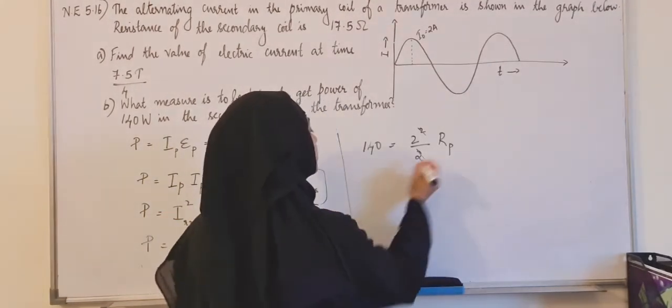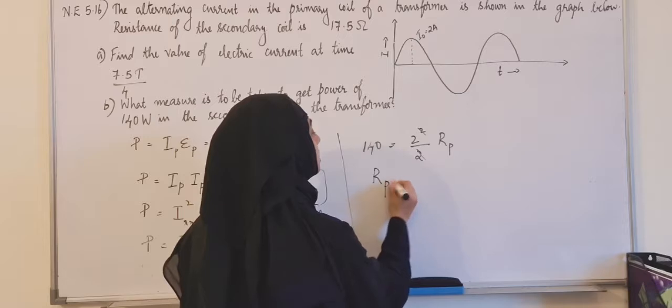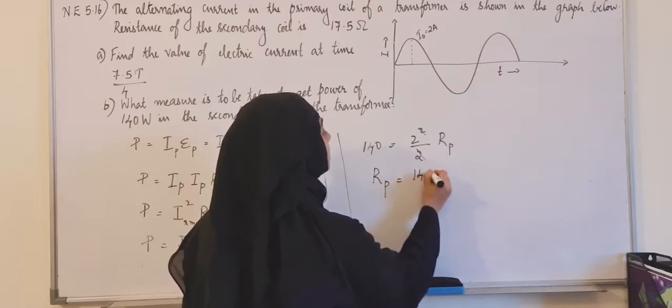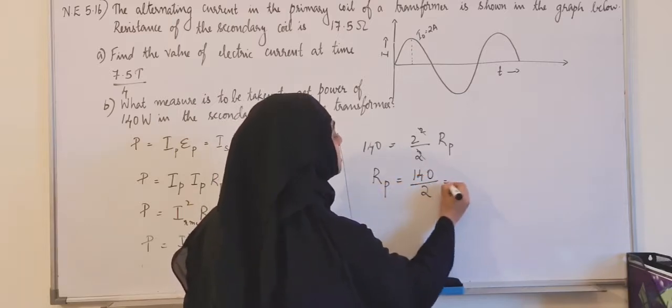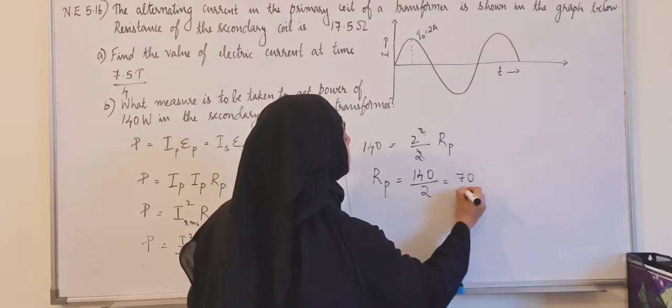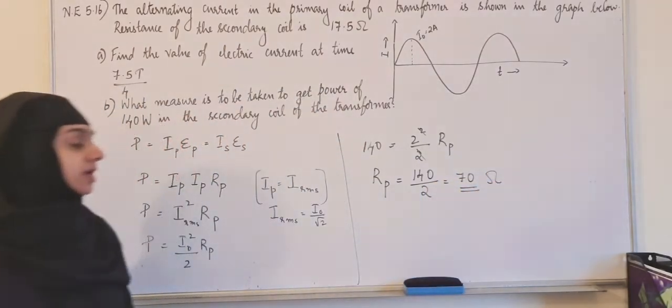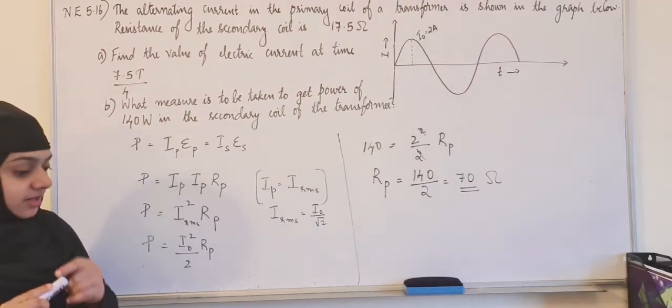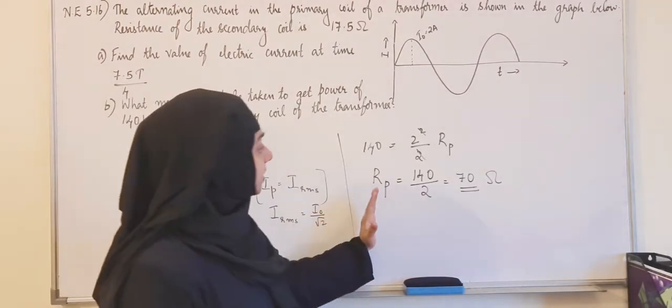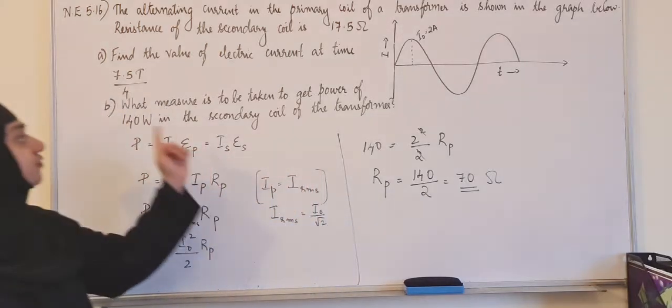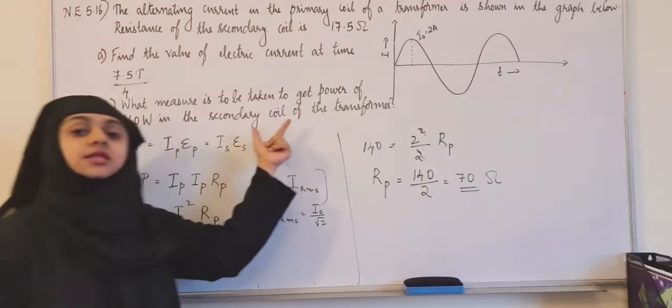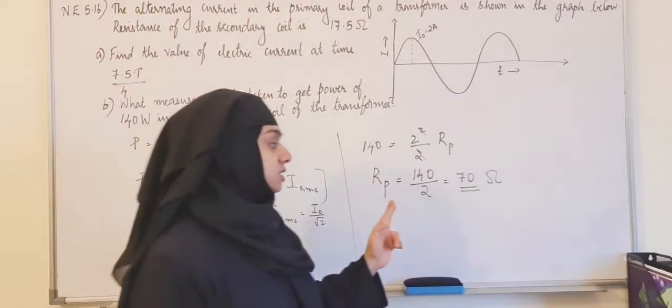Resistance in the primary, Rp, is equal to 140 divided by 2. What is that? 70. So 70 ohms resistance should be connected in the primary in order to get a power of 140 watts in the secondary coil of the transformer.